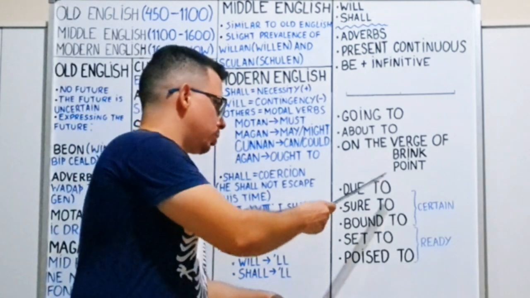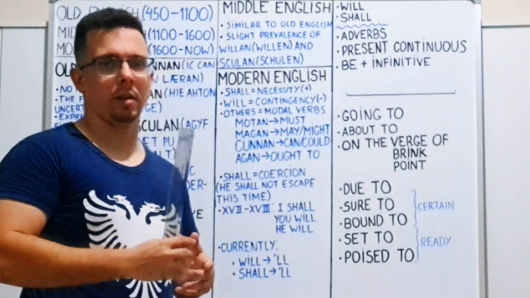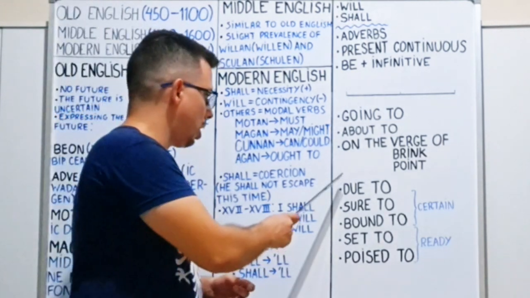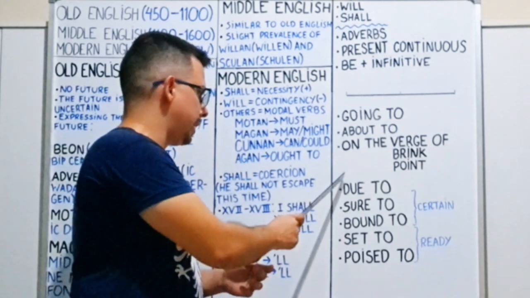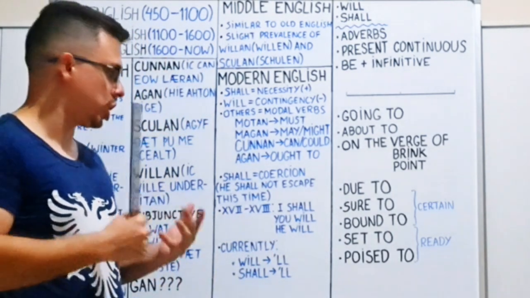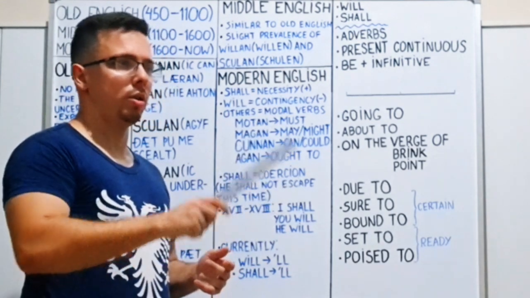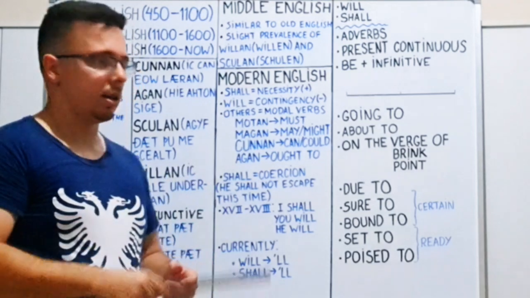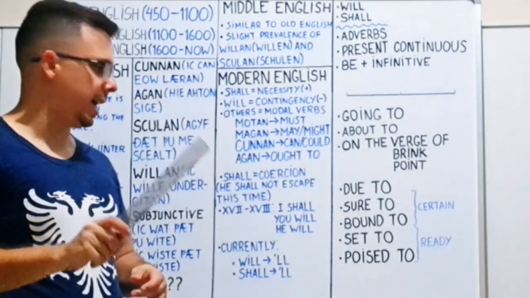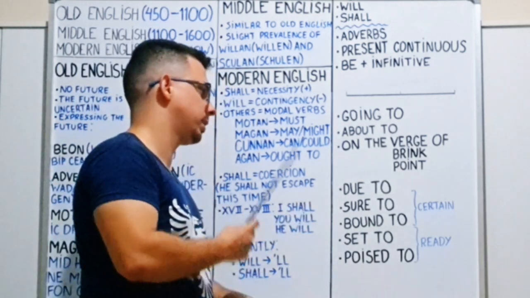Then we have "due to." This is related to "going to" in the sense of something that is starting to happen. But this is also related to the idea of a timetable, a schedule. So the train is due to arrive at 8 p.m. The train is due to arrive at 8 p.m. So it's a timetable, "due to," right?